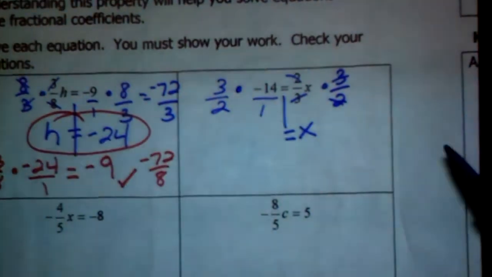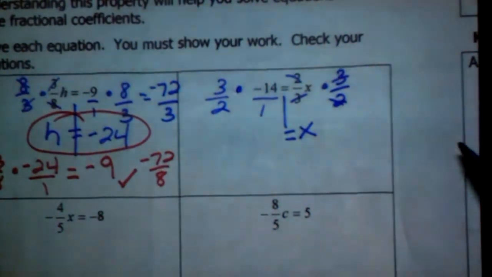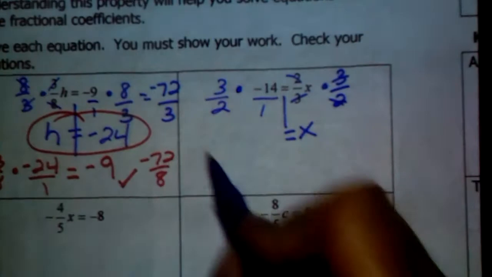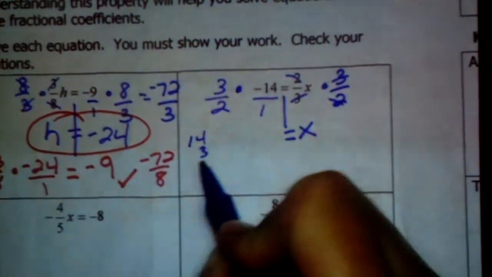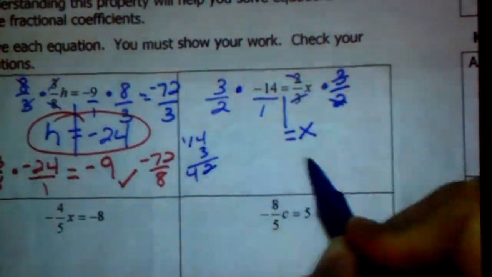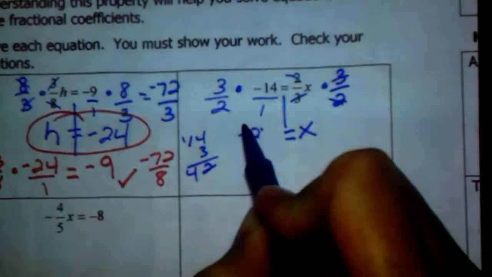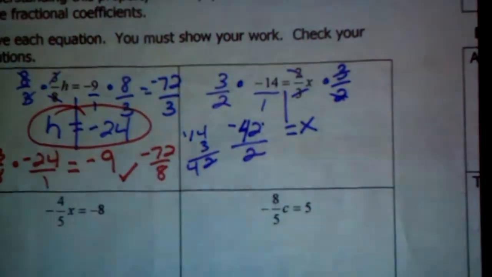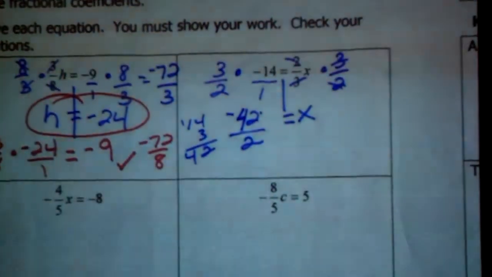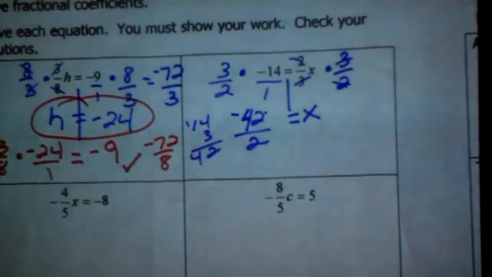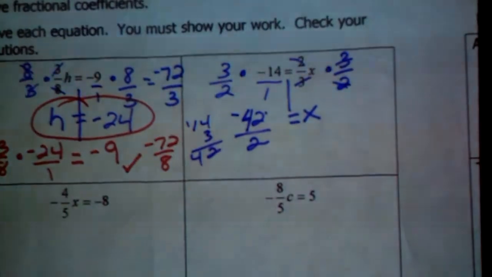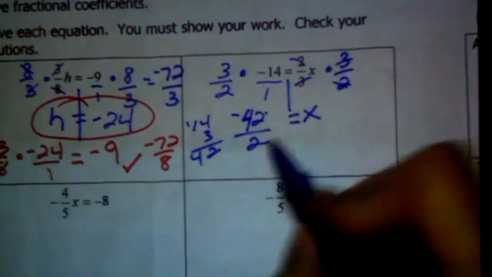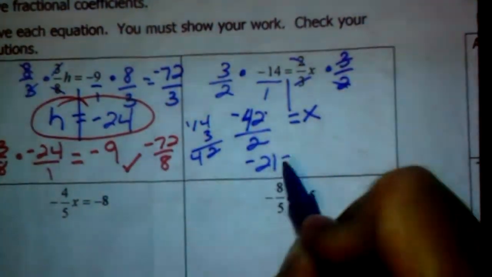3 times negative 14. Let's see, that's 42. We have negative 42 over 2. See how that works out? This is why you don't use pen for me. But we do. Negative 42 over 2, negative 42 divided by 2 equals 21. So we have a negative 21 equals x.